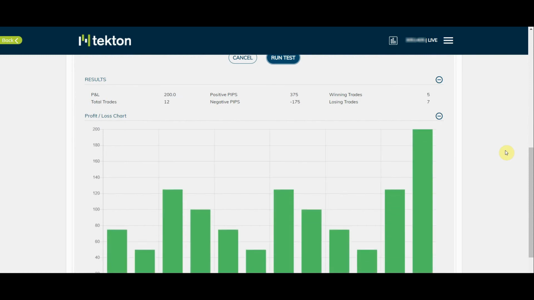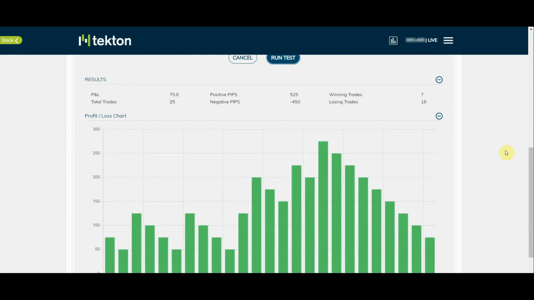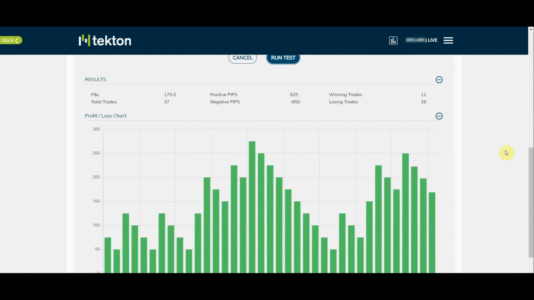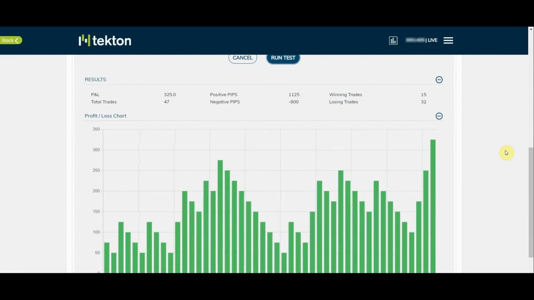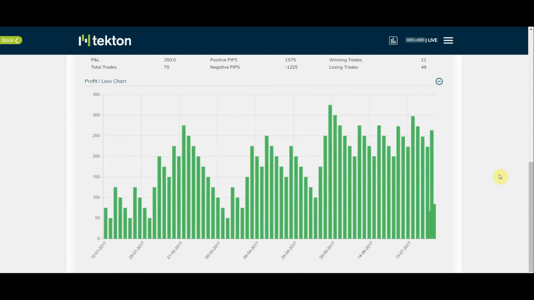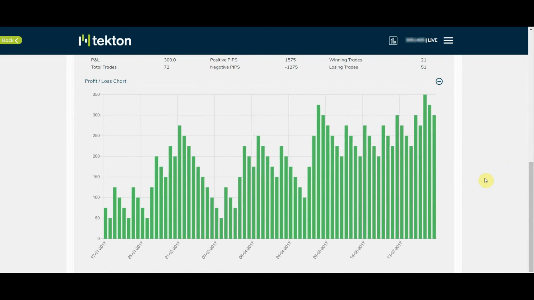So now we've just adjusted the reward to risk ratio slightly. So each trade is either a 25 pip stop or a 75 pip take profit. And we'll see exactly what happens there. So up to 8 months almost now.